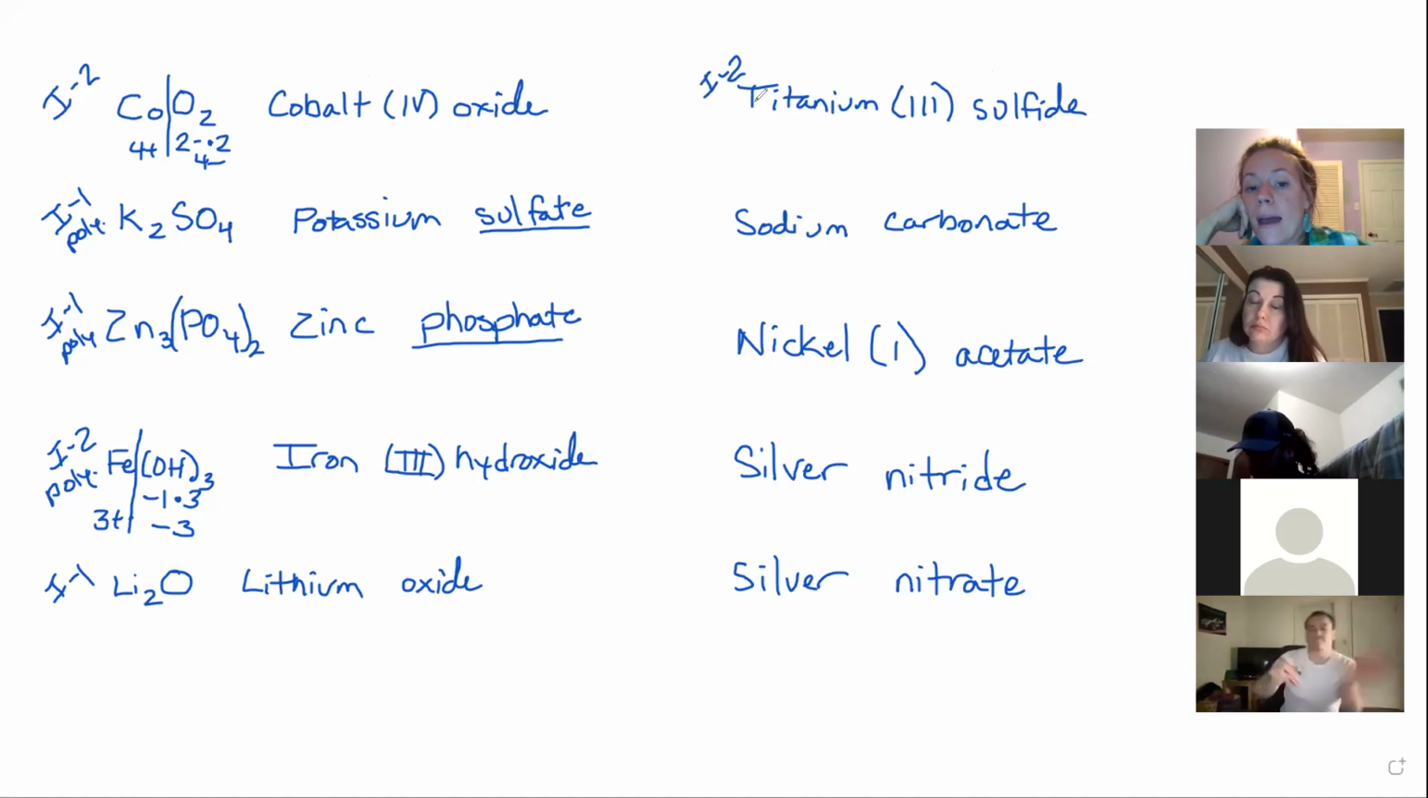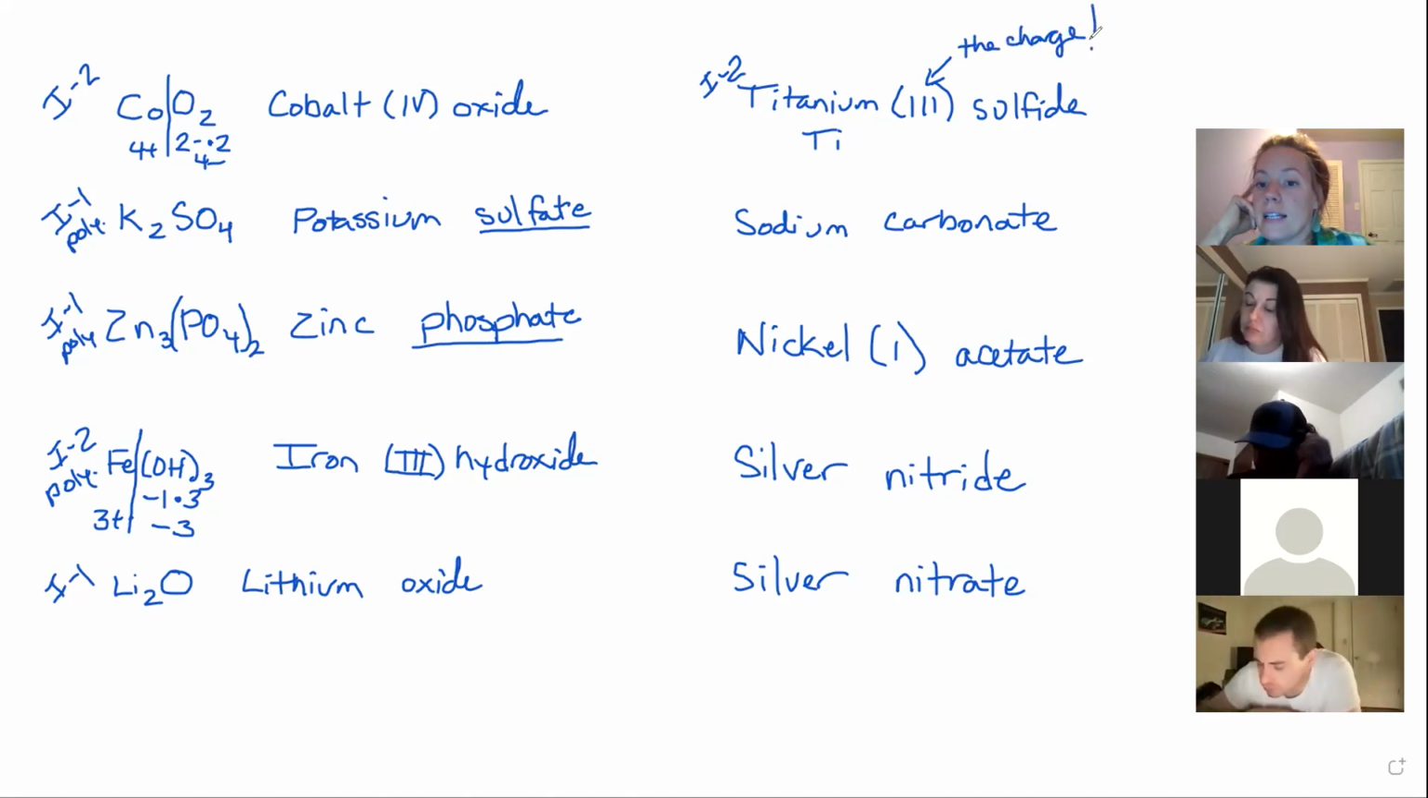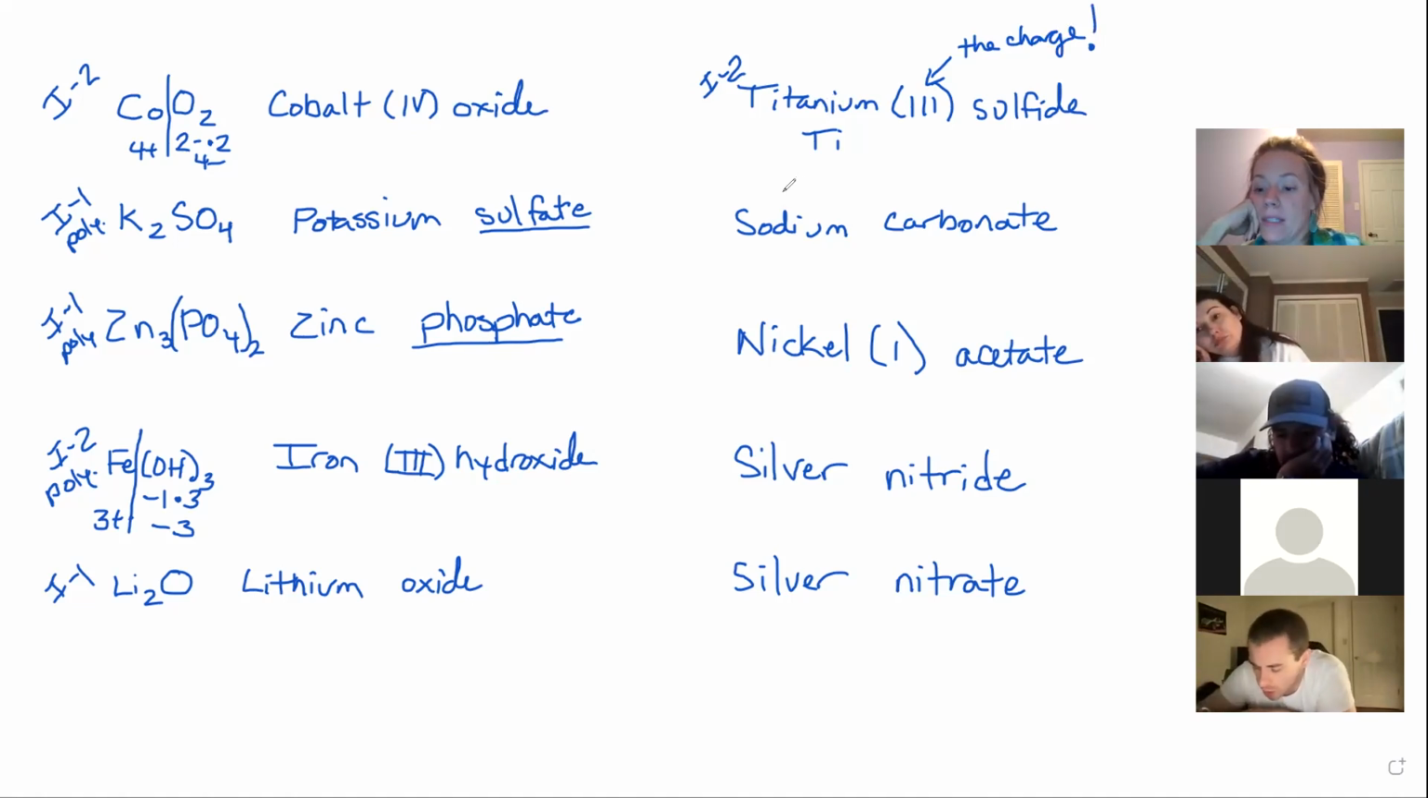So when we have anything ionic, we need to balance charges. I'm going to first write out my metal with its charge. Now this here is telling me the charge of titanium. It's not telling me the number of titaniums. A lot of times people see that 3 and they want to drop that down as its subscript. Don't get ahead of yourself. This is telling us the charge, which is 3+.